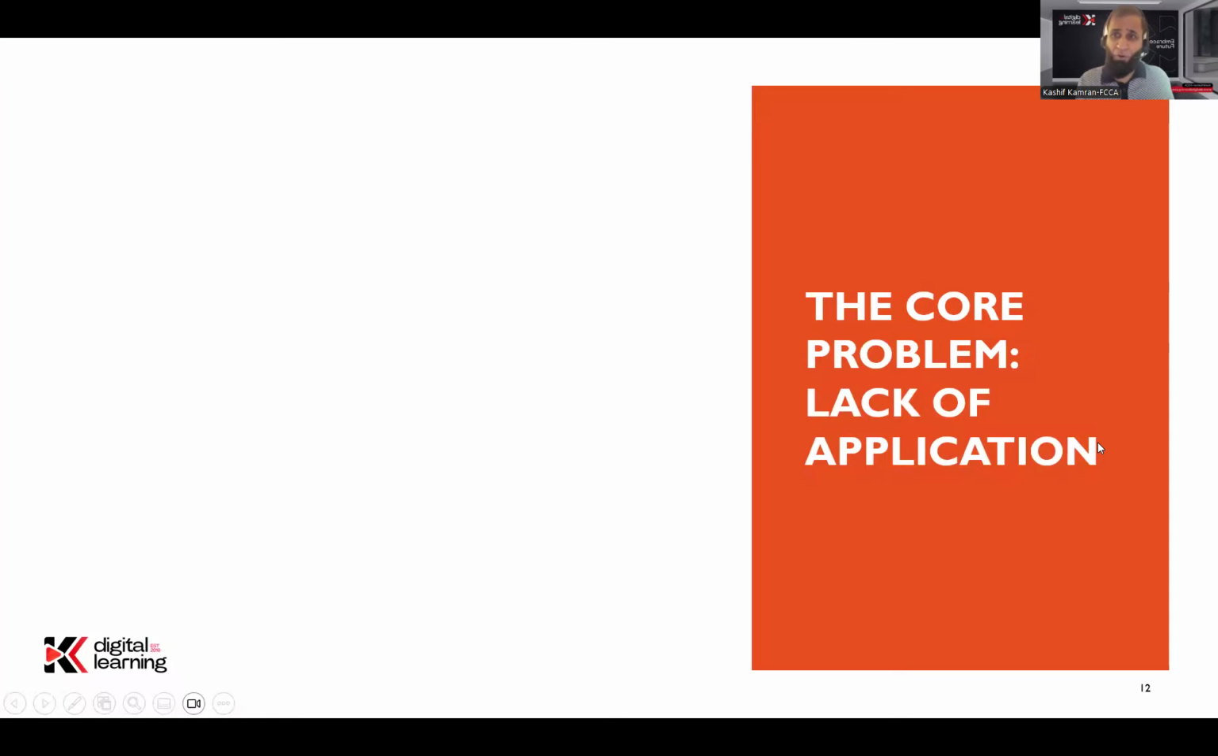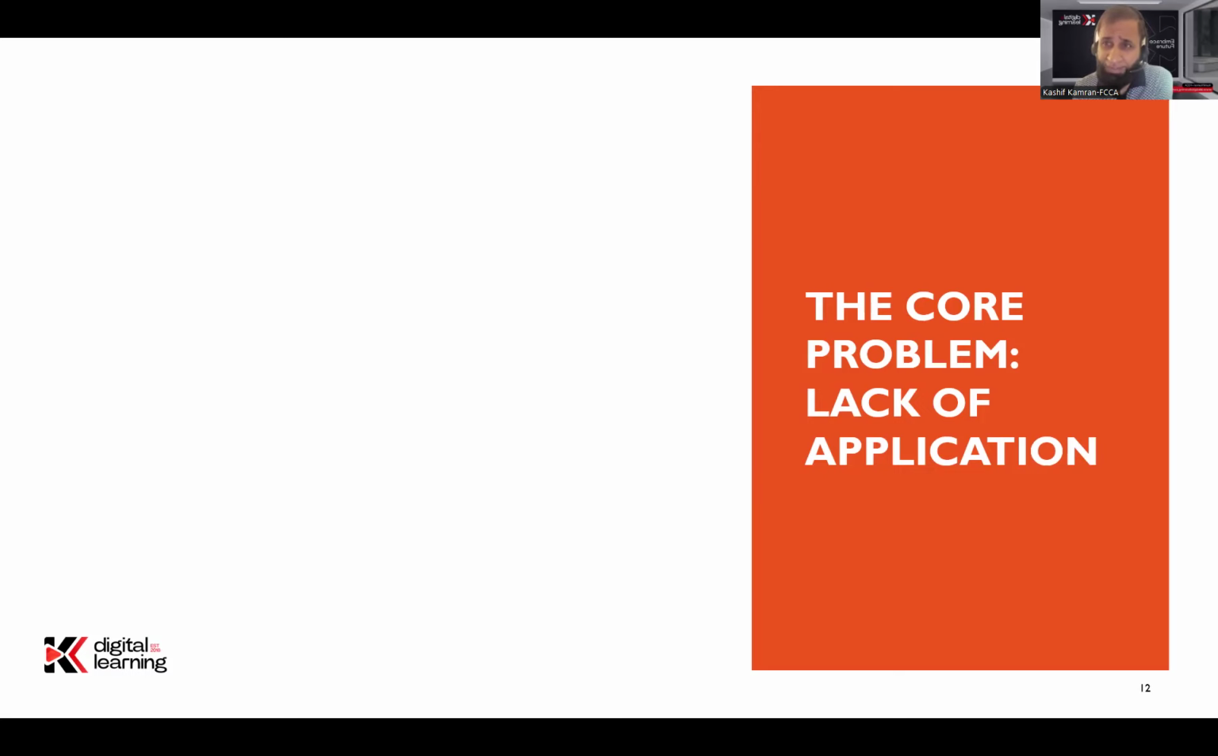The first and foremost, the core problem: lack of application. Now, I am a tutor taking the AA, AAA, and SBL papers. All three are theoretical papers. And this is the biggest problem in a theoretical paper, lack of application. Students run after rote learning and memorization, and they don't develop the skill to apply the knowledge to a given scenario on the day of exam.